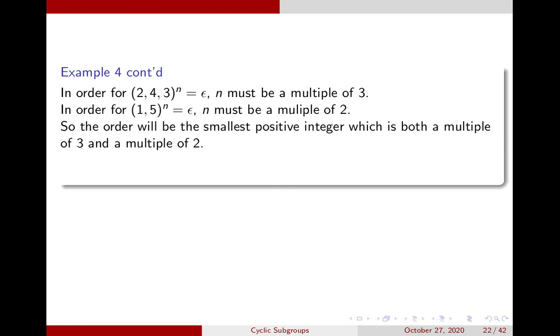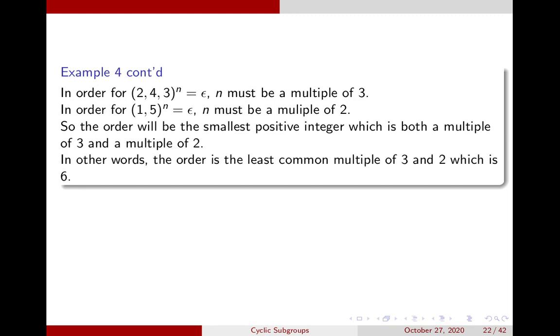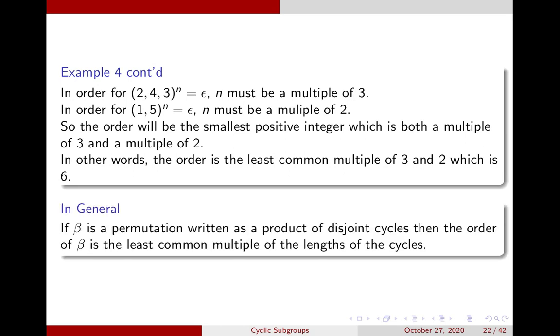So the order of the product, the order of beta, will be the smallest positive integer which is both a multiple of 3 and a multiple of 2. In other words, the order is the least common multiple of 3 and 2, which is 6. And in general, if beta is a permutation, and you've written it as a product of disjoint cycles, as in our example, then the order of beta is the least common multiple of the lengths of the cycles.